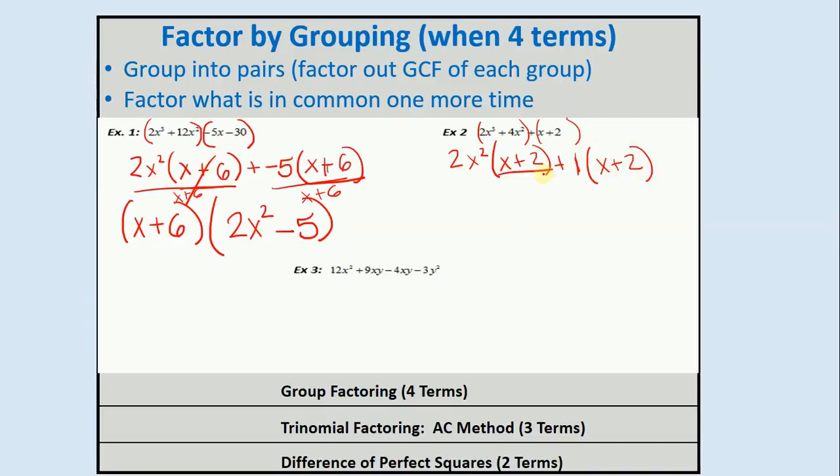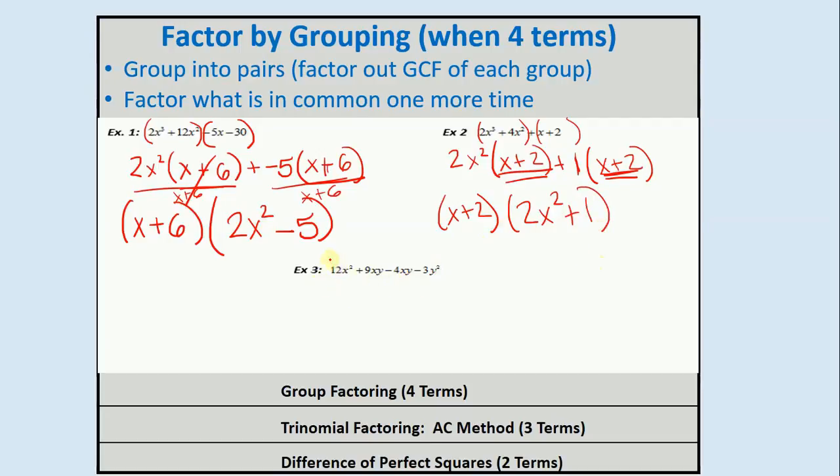Now, notice, guys, this should always happen. You should always get something that is alike. If not, most likely either A, you divided wrong, or B, you didn't take out the biggest GCF that you could. Same thing, I'm going to factor out the x plus 2, and I'm going to be left with the 2x squared and the plus 1.